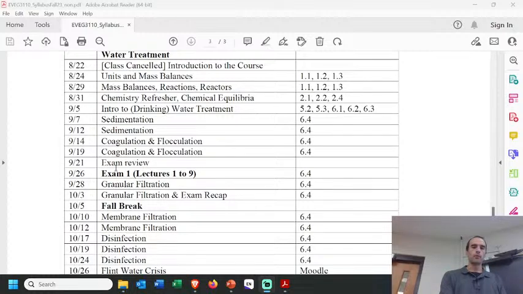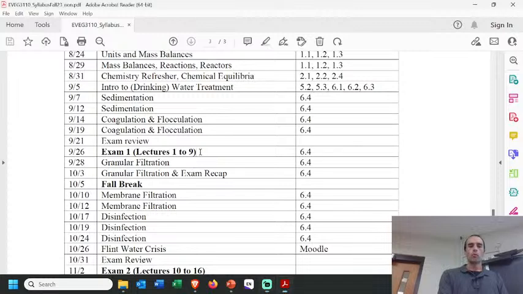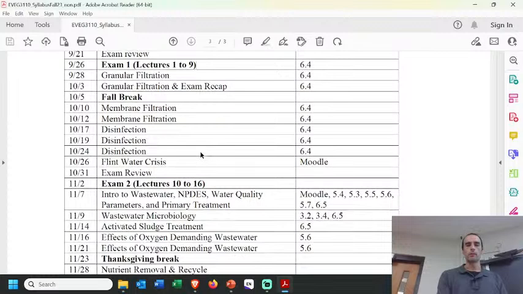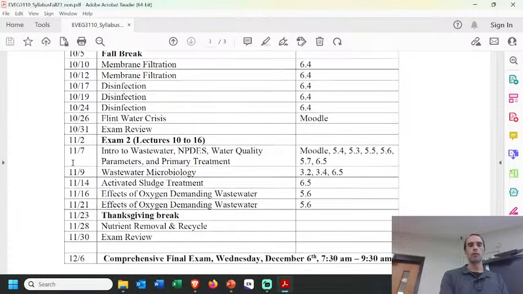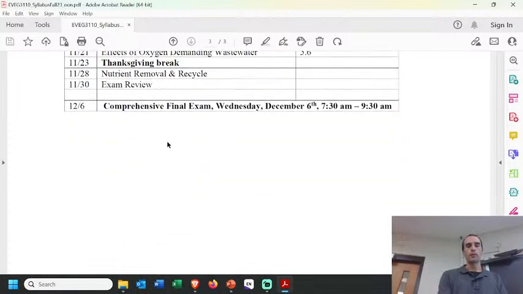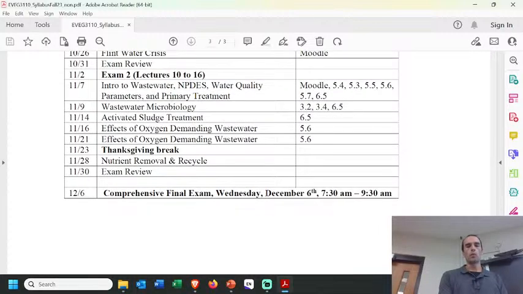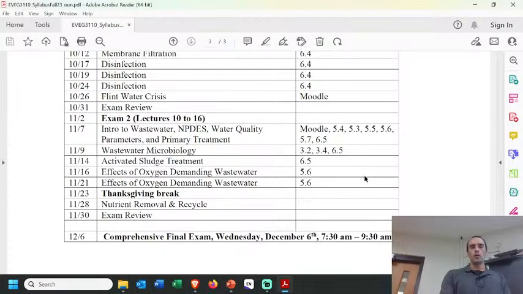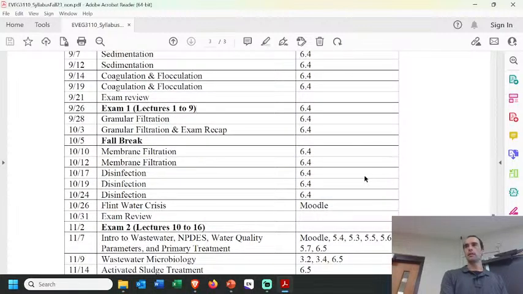Our first exam is currently scheduled for September 26th. We'll have to see. I might need to change that given the first day was canceled. We'll try not to. And the second would be on November 2nd. The final exam, at least when I set this up last week, was scheduled for December 6th. So I'll double check that when it gets closer to the time, but that's what LSU's page had. Okay, any questions on this?